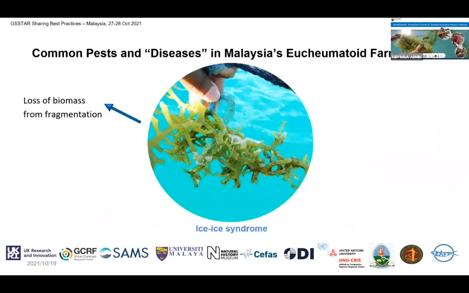In the next few slides, I will highlight some of the common pests and diseases in Malaysia's eucheumatoid farming. The first one is ice syndrome, which is characterized by bleaching or loss of pigment on the seaweed, followed by degradation of the affected tissues. Ice has been reported to occur in all cultivated eucheumatoid species, and seaweeds affected by ice suffer from loss of biomass from fragmentation. They also suffer from lower carrageenan yield and quality.